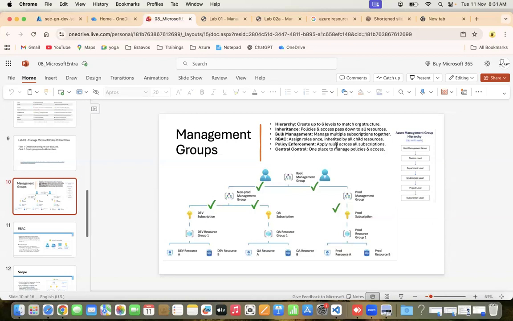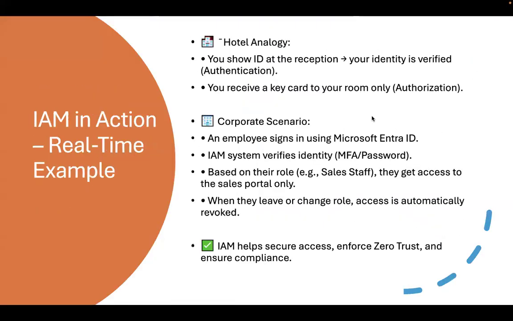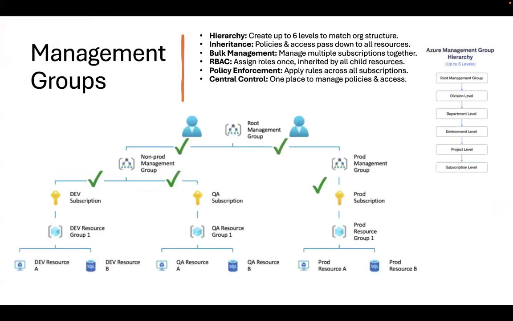So here is the policy enforcement, the fifth point. That's what I was trying to explain. The first point says create up to 6 levels to match the organization structure. So these are the 6 levels: root management group, this is the root management group. Division level, department level. Division and department levels are like another management group, and the department can be either a management group or a subscription.